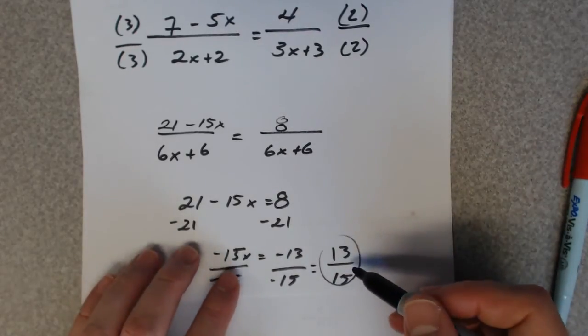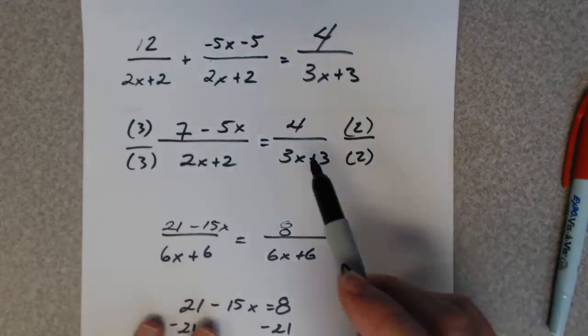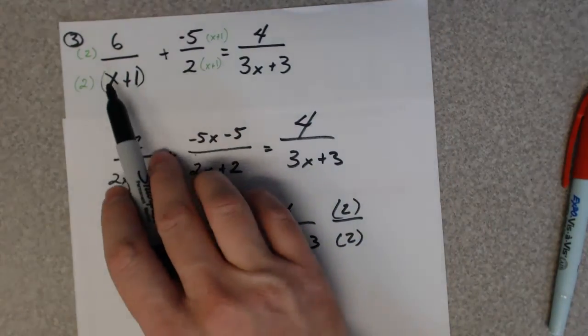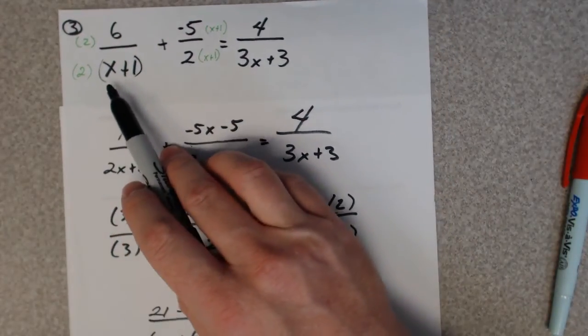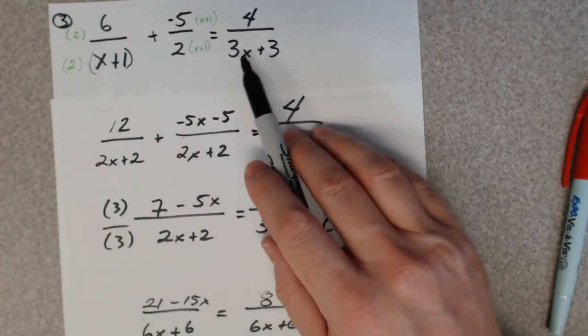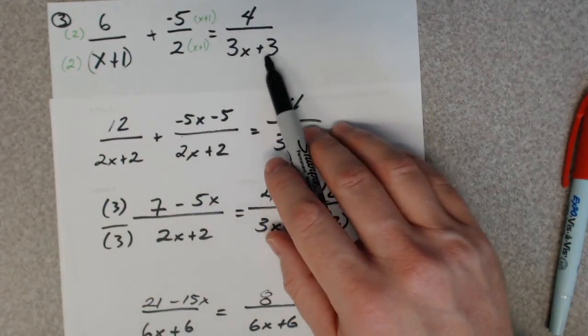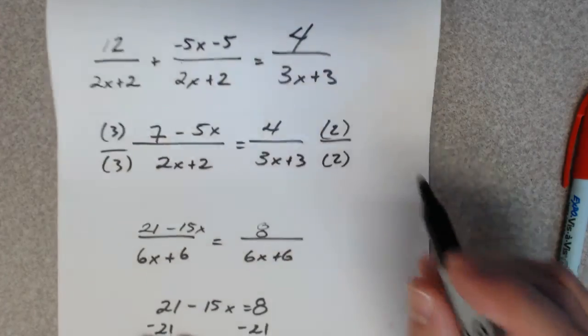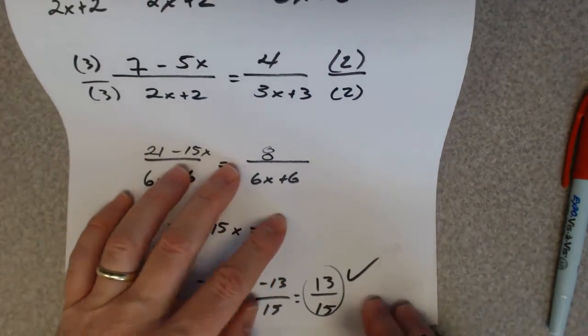Now, will this value give you 0 in the denominator anywhere? Go back to the original. If I add 1 to my answer, I will not get 0. If I times my answer by 3 and then add 3 to it, I will not get 0. So this answer is golden. It's good. That's the answer.